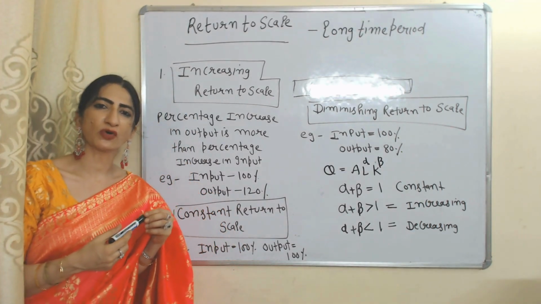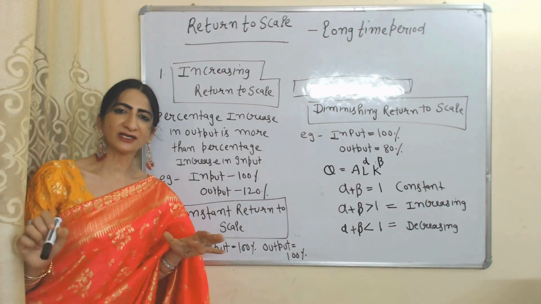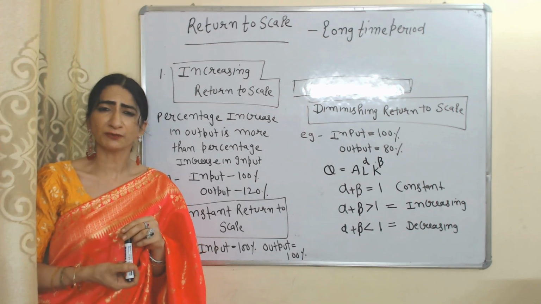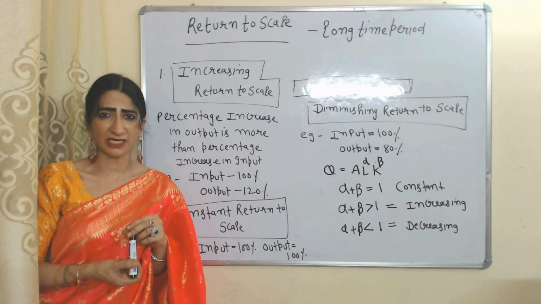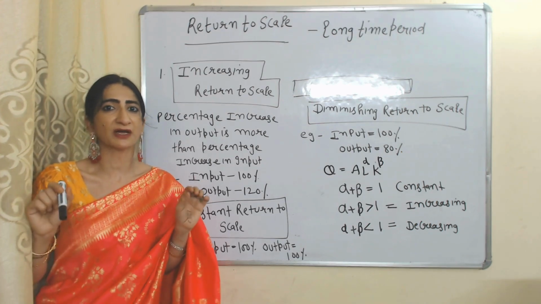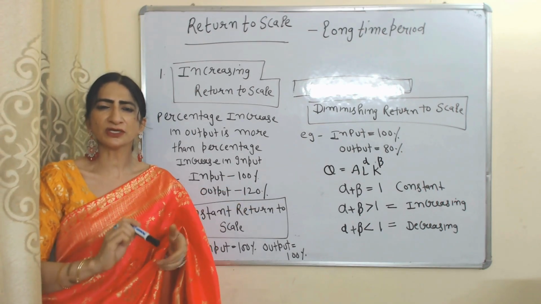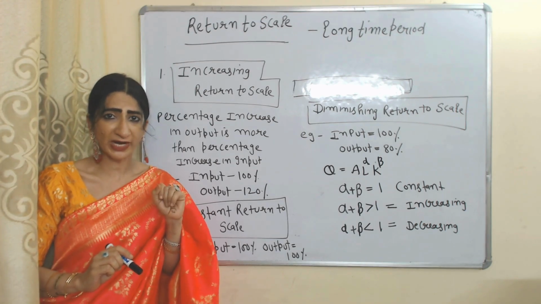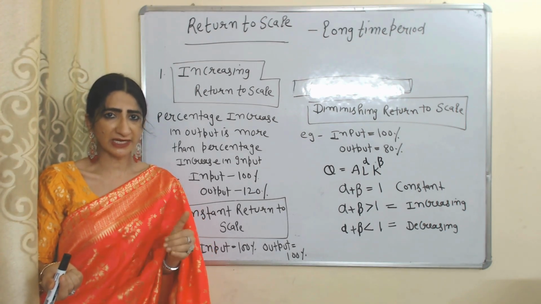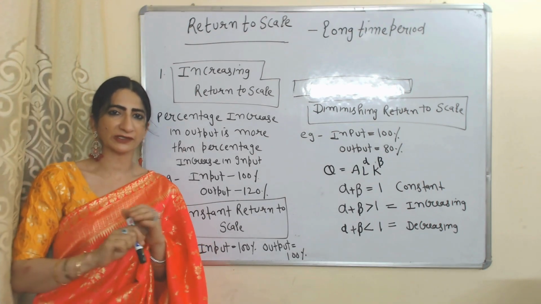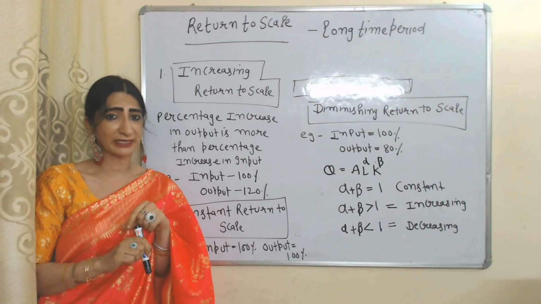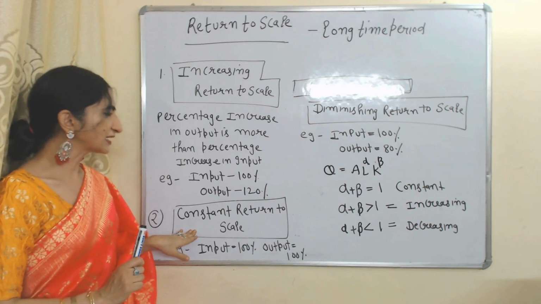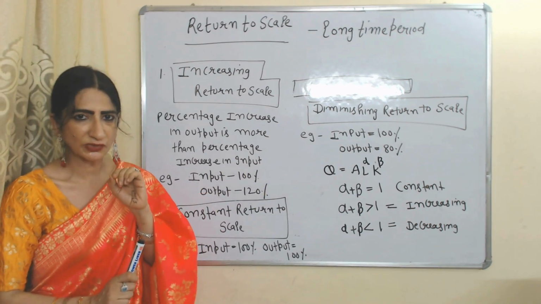Now we are going to talk about return to scale. Return to scale is a long time period law. And during a long time period, we have enough time, we can change all factors of production as per our requirement. That means during a long time period, all factors are variable. There is no fixed factor. When we change the scale of production by changing all factors of production, then three possibilities can arise: increasing return to scale, constant return to scale and diminishing return to scale.